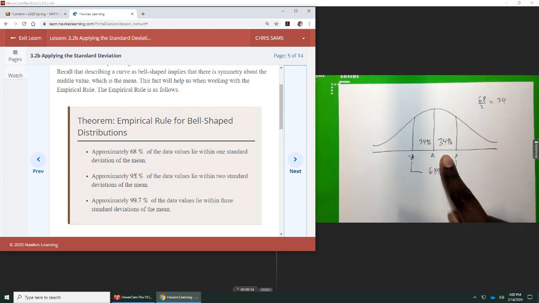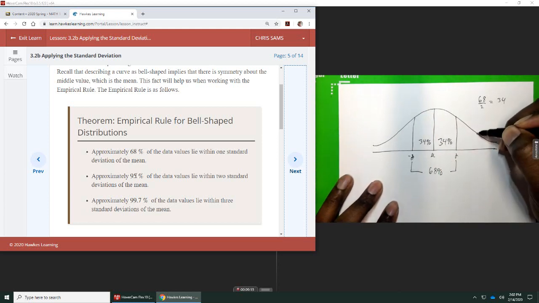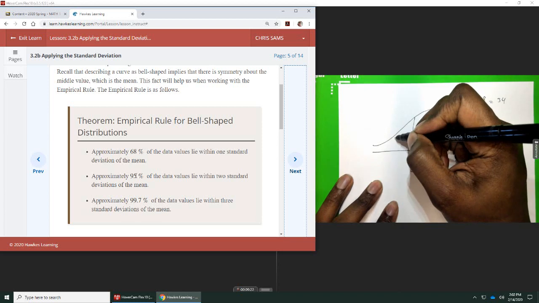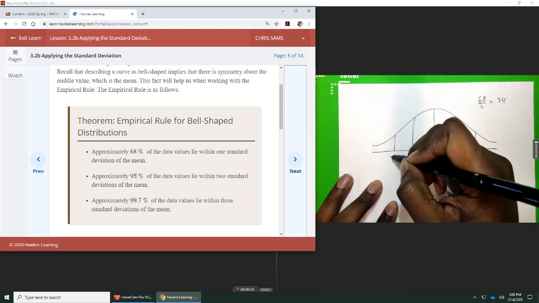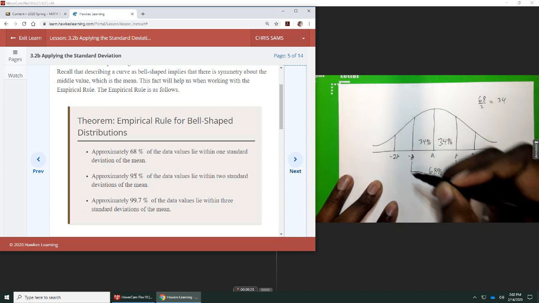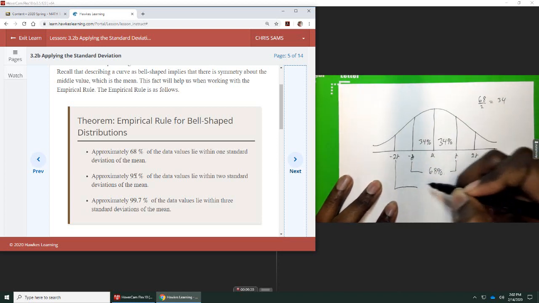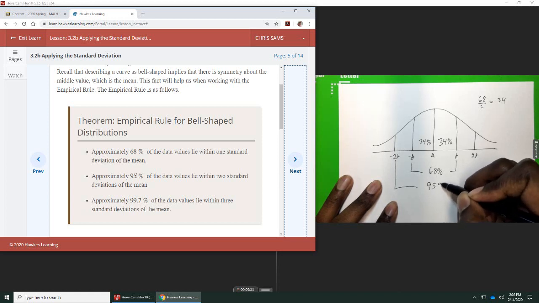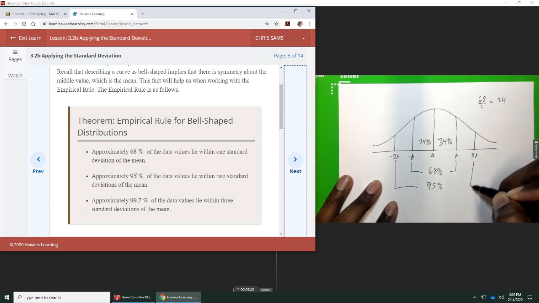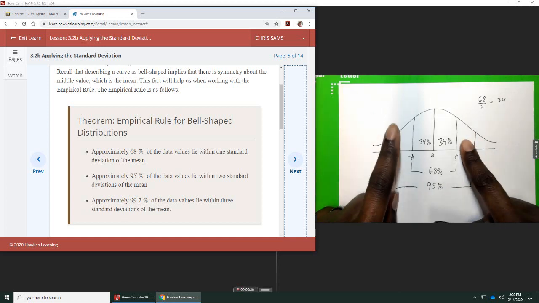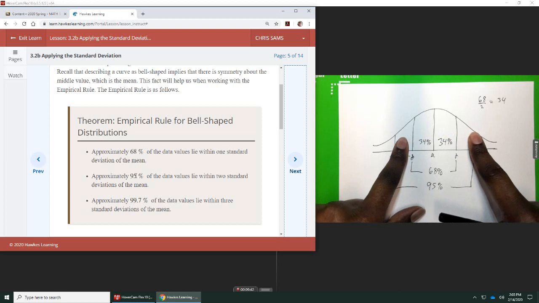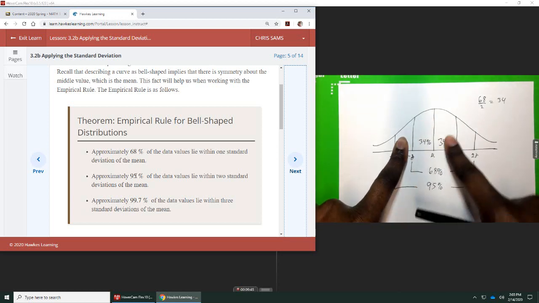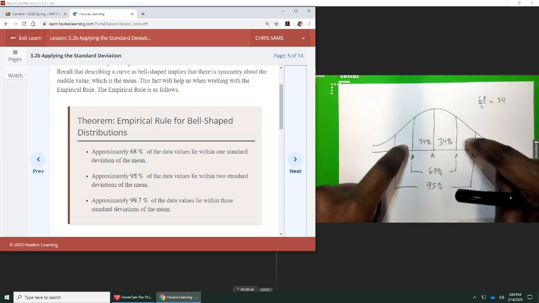This is very important to note. Now, if we go 2 standard deviations out, so positive 2 sigma and then negative 2 sigma, between these 2 points is 95% of our data. So we want to know what these 2 pieces are. Now the whole thing is 95%, and we've already counted the middle 68, so we just need to find these 2 pieces.